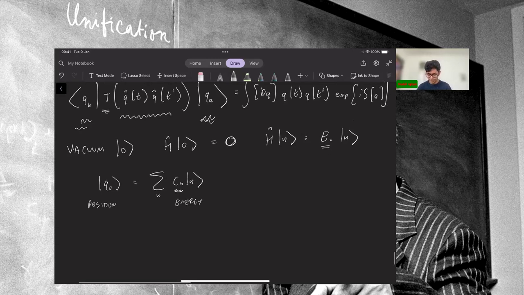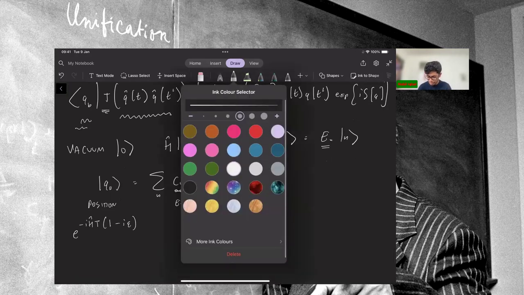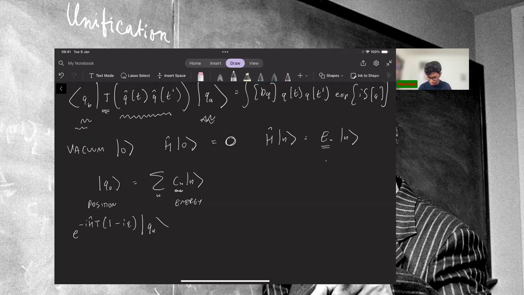Now let me imagine doing the following thing. Let me take this and act on both sides of this formula with e to the minus iH hat T times (1 minus i epsilon). Epsilon is a small positive number, which is unrelated to the previous epsilon. I'm sorry, I realized just now I should have given this a different name, but it's not related to the epsilon of the previous part. So if I act on both sides with this object, e to the minus iH hat T(1 minus i epsilon), on the sum over n, C_n |n>, then what happens?